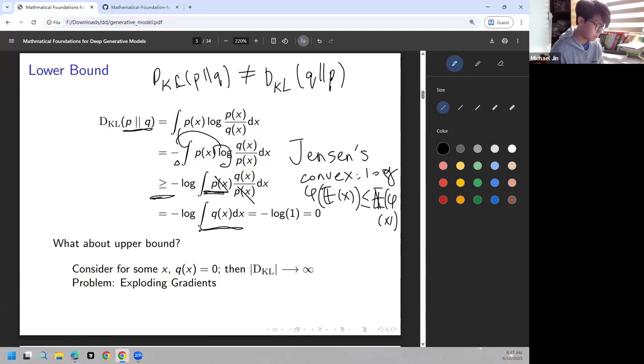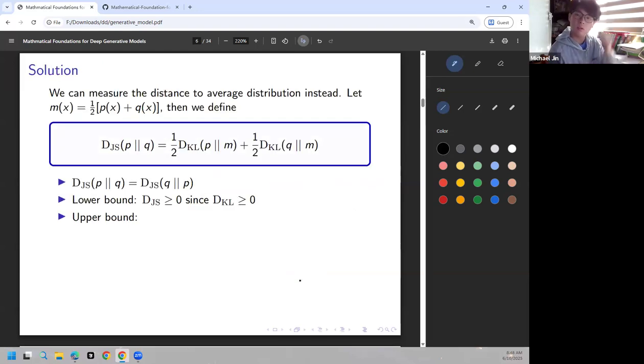But can we find an upper bound for the KL divergence? No, because when Q(x) is 0, or the limit of Q is 0 at some point, since Q works as the denominator here, our KL divergence will converge to infinity, which may cause the problem of exploding gradients. So as a solution, we can introduce a new one called the JS divergence, right?